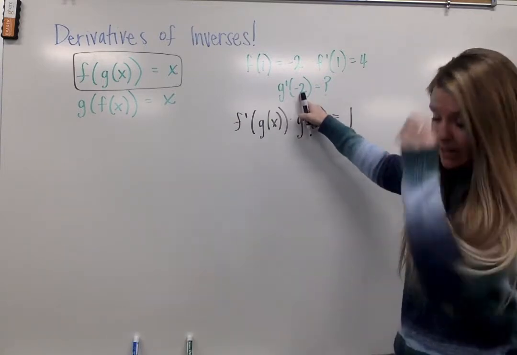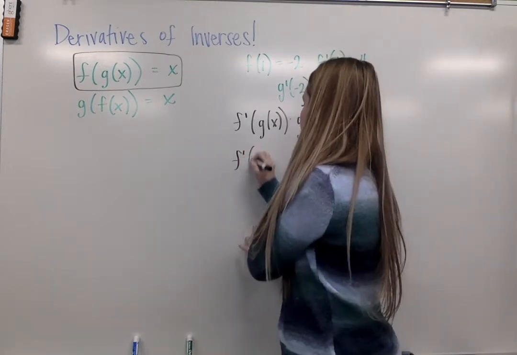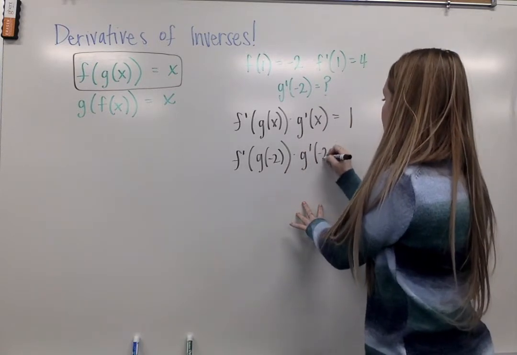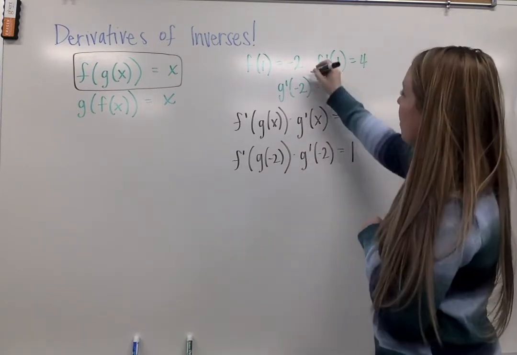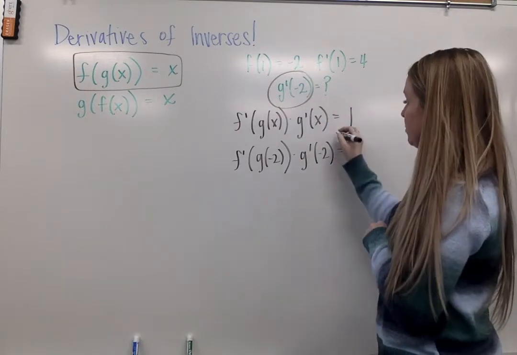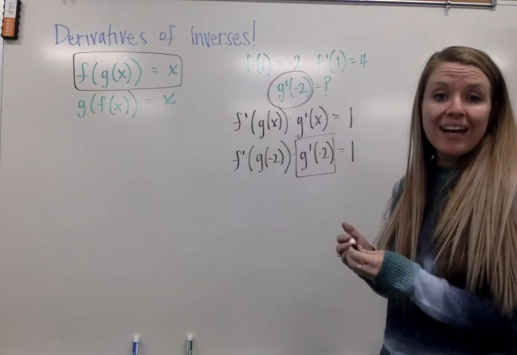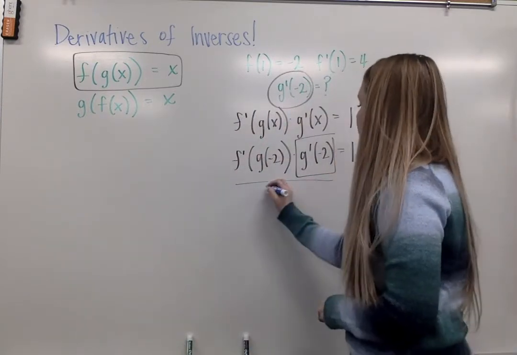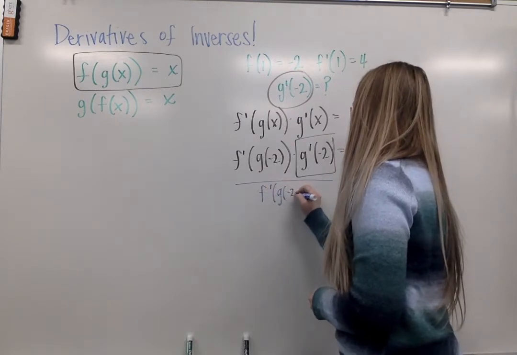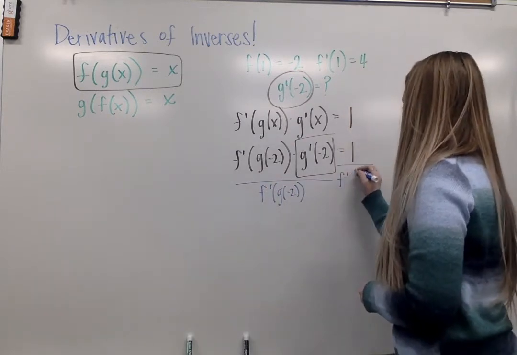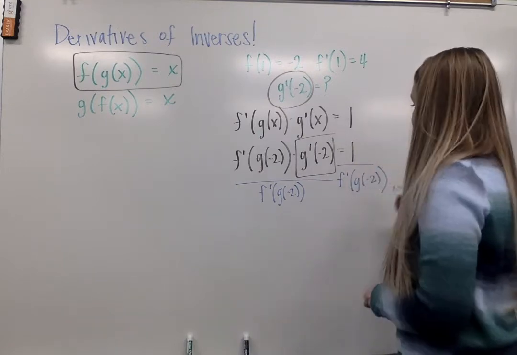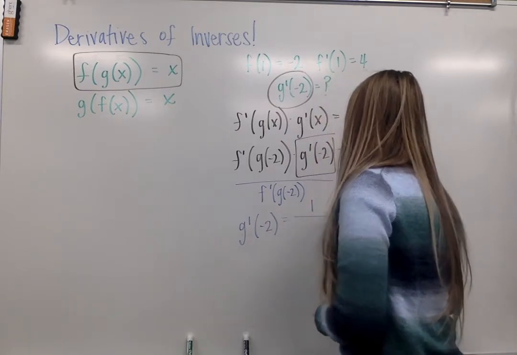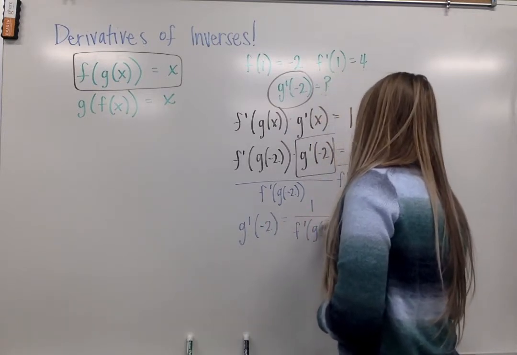So I'm going to plug in negative 2. So that's f prime of g of negative 2 times g prime of negative 2 equals 1. Well, I'm trying to solve for g prime of negative 2, and it's right here. So I'm going to go ahead and isolate that, get it by itself. So that means I'm going to divide by f prime of g of negative 2. So I see here g prime of negative 2 equals 1 over f prime of g of negative 2.